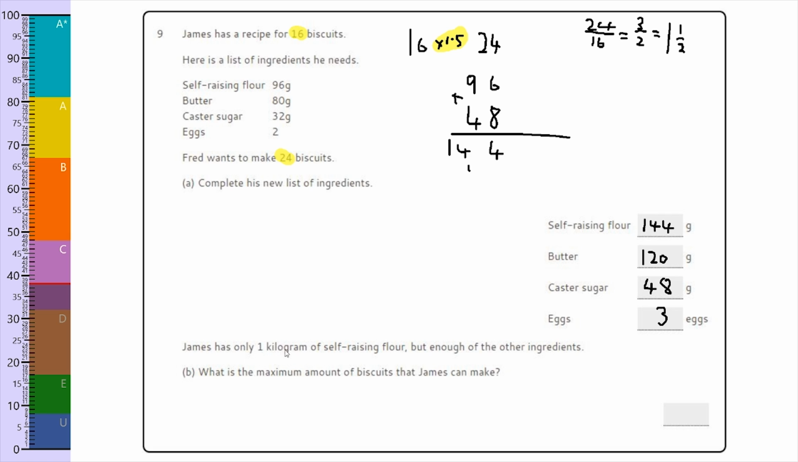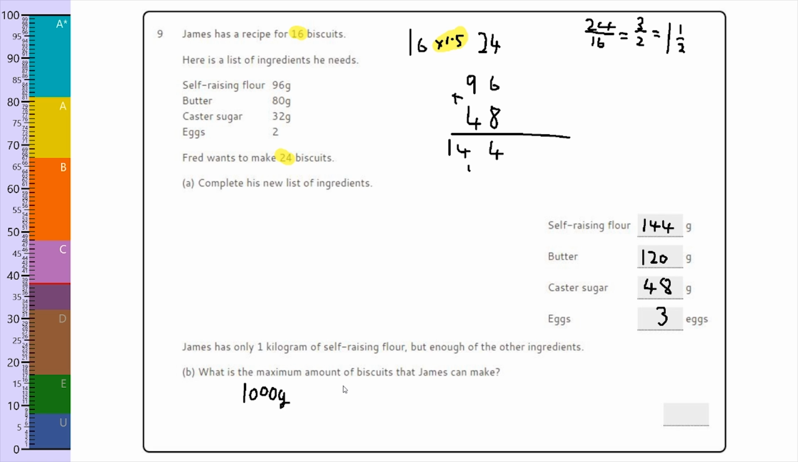Right, it says James has a kilogram. Now, the first thing I notice is everything's in grams, and that's saying kilograms. So the first thing I want to do is think, right, that's going to be 1,000 grams. And it says how many things can you make? Let's have a look. There's 96 grams for 16 biscuits. So I've got to work out how many 96s there are in 1,000. So I need to do my 96 times table.